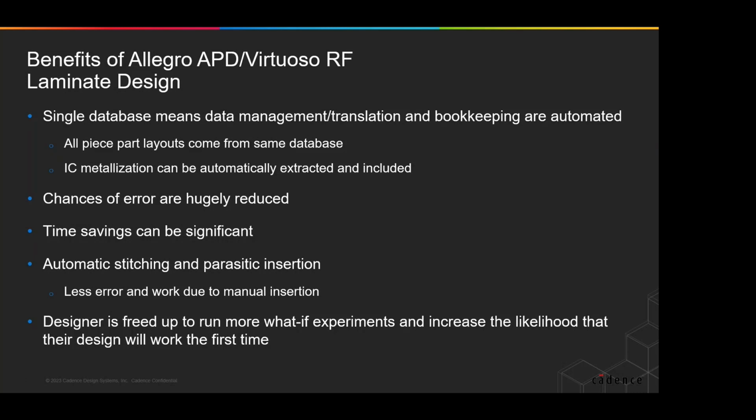So what does that mean? It means you can run more experiments, you can run more trials, you can just do things in a faster way. We also support automatic stitching of parasitic insertion, which means your work is less error prone because you're not trying to manually insert these parasitics. And ultimately, you're free to run more what-if experiments and increase the likelihood that your design is going to work the first time because you've been able to run these experiments.